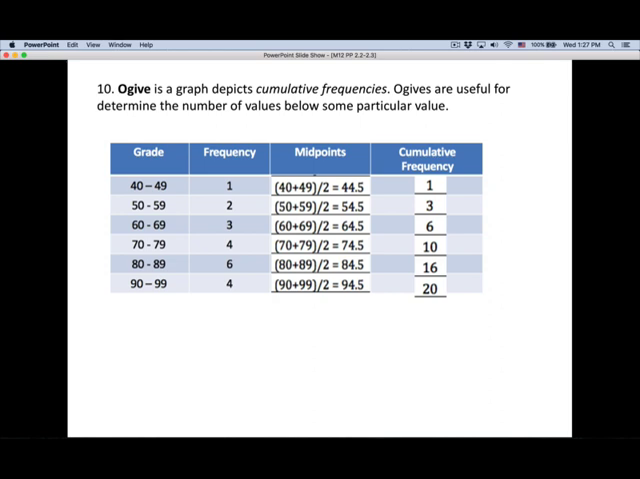Okay, now let's try to construct the ogive. We'll be using the cumulative frequency as the y-axis. So this is going to be your y-axis, and the midpoint will be the x-axis. Similar to the frequency polygon, we need to make up one midpoint before the first class interval. So before this one, that will be 34.5 again. Since we make this one up, the frequency will be equal to 0. Now you can construct the ogive graph.